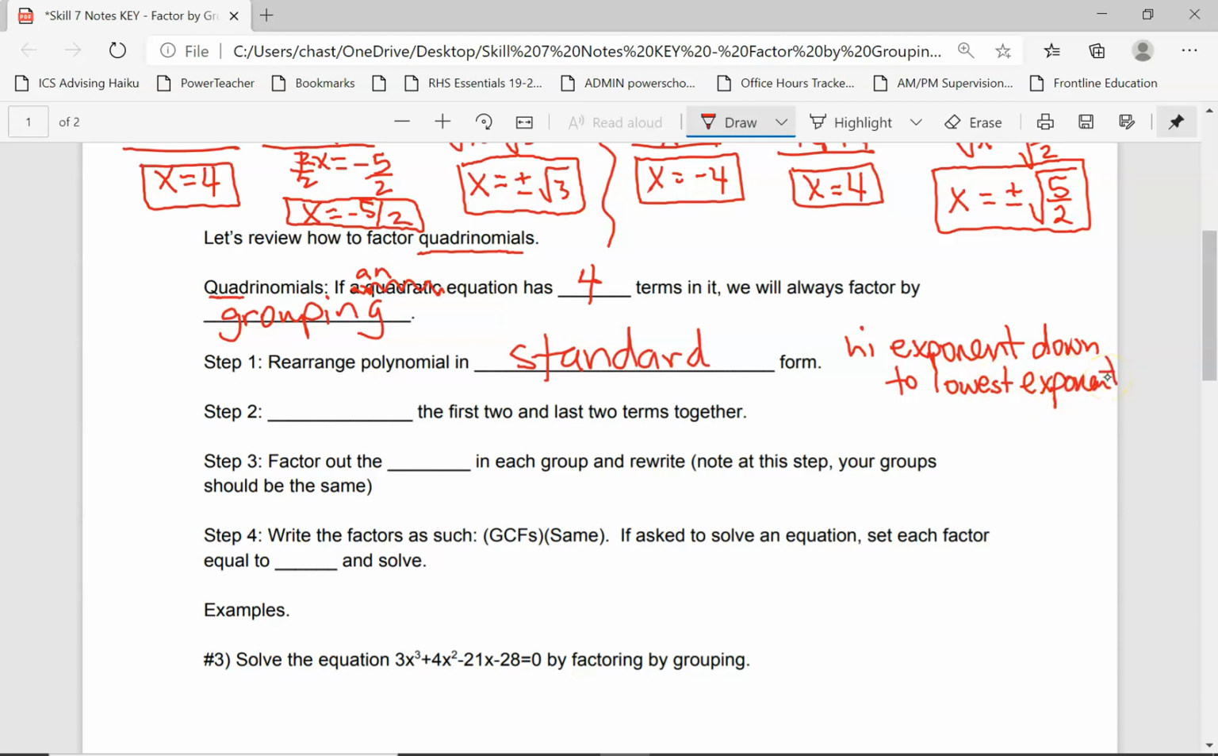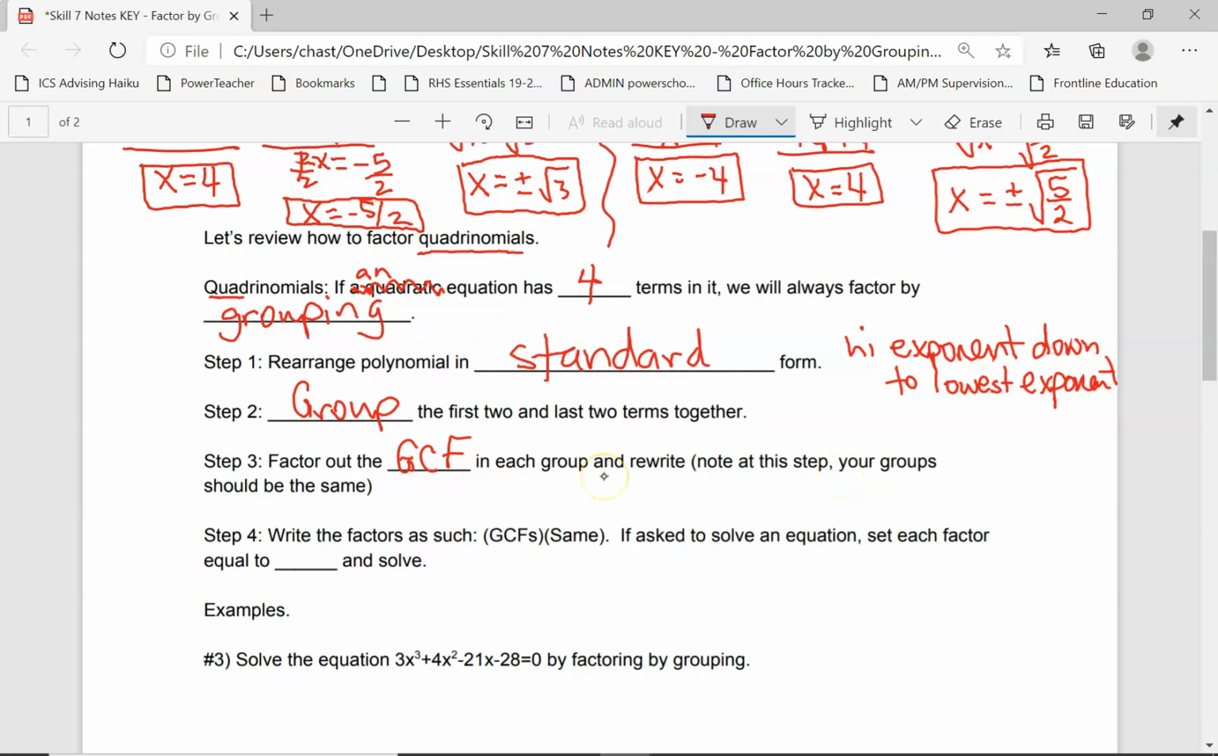Okay, so we always want to make sure we go in that order when we write our polynomial. The way we factor is, once it's written in standard form, we're going to group the first 2 terms and the last 2 terms together. The third step, we're going to factor out the GCF, greatest common factor, in each group and rewrite. At this step, your group should be the same if it works out.